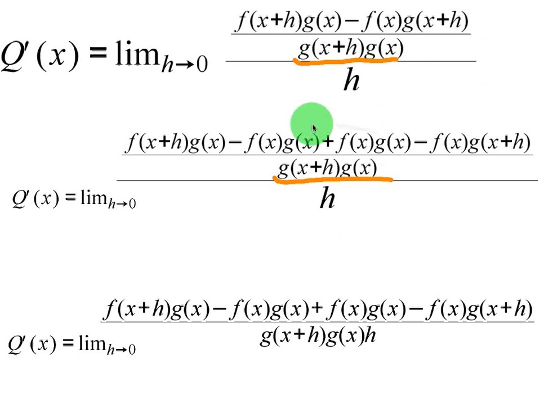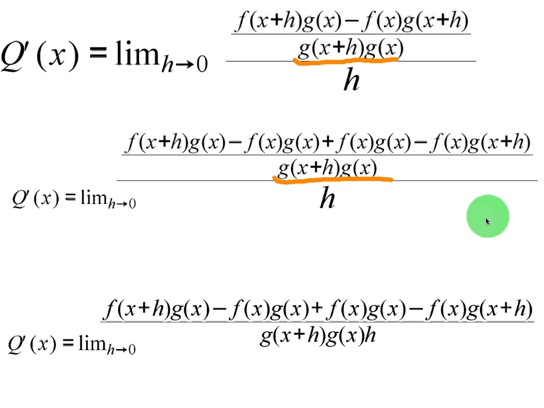But minus f of x g of x plus f of x g of x becomes 0. So basically I'm just inserting that into this expression, and you'll see why in a second. But certainly I'm not changing the value of it. I'm adding two terms that cancel each other out. So there's that.